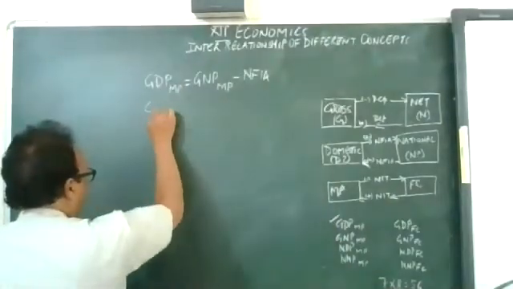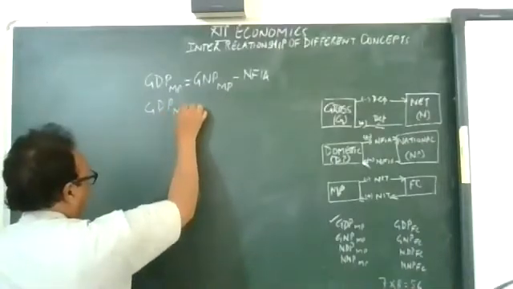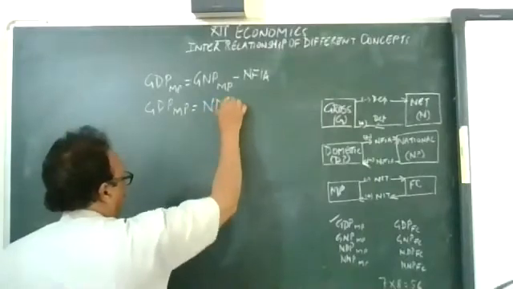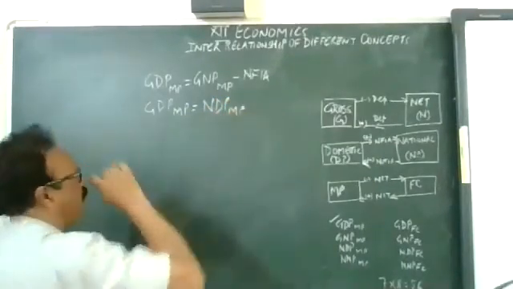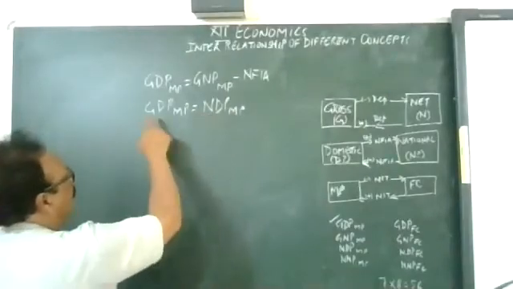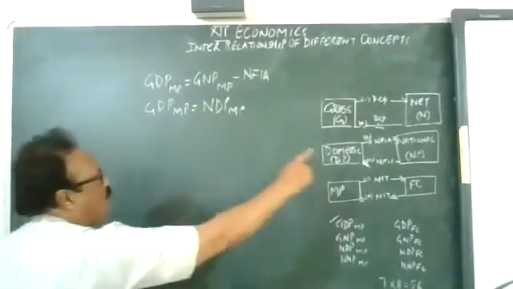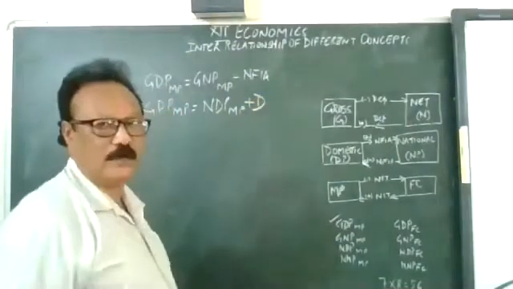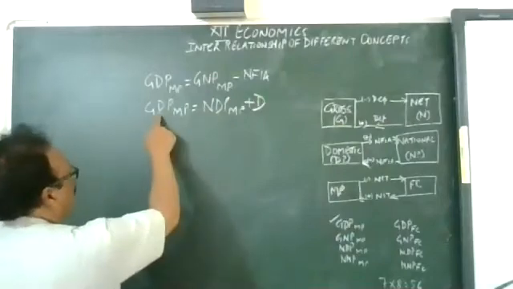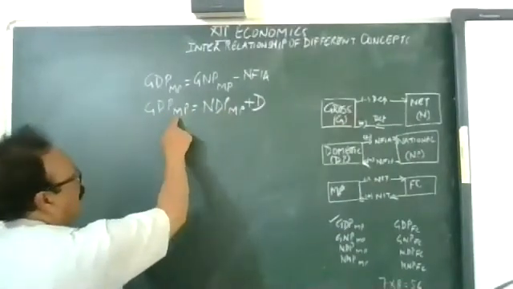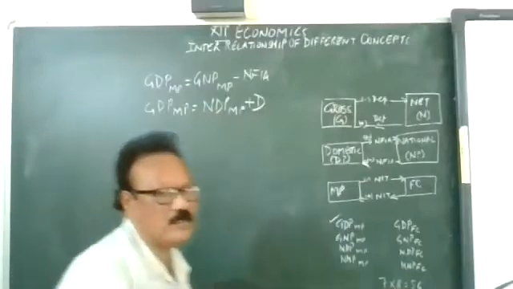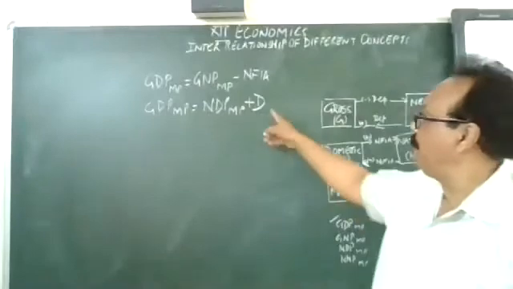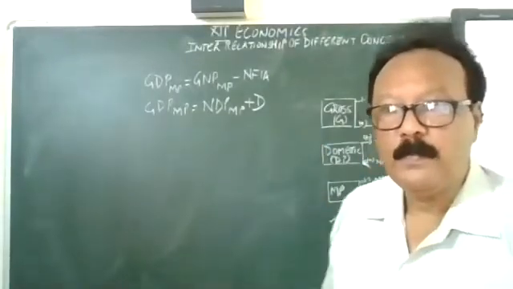Now GDP at market price from NDP at market price. Let us do it. Net to gross: when going from net to gross, I will add depreciation. Domestic, market price, nothing else. So that is your formula: GDP at market price equals NDP at market price plus depreciation.